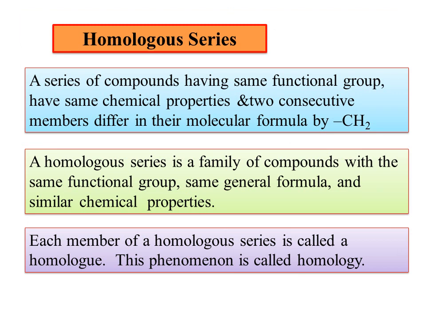Organic compounds having the same functional group belong to a series, and that series we are going to call a homologous series. A series of compounds having the same functional group, the same chemical properties, and in which two consecutive members differ in their molecular formula by CH2, we call a homologous series.